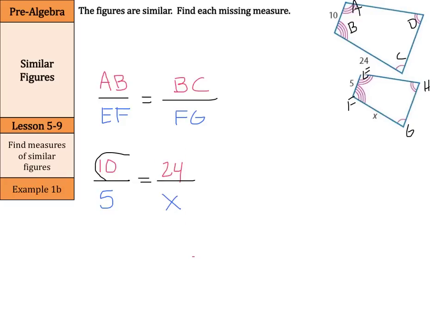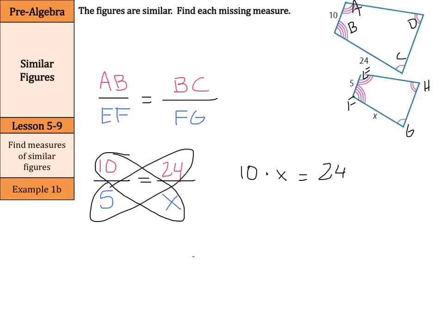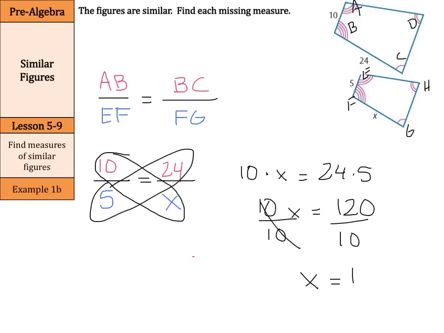Now we can cross multiply to solve. We have 10 times X, and that's going to equal 24 times 5. 10X is going to equal 120, since 24 times 5 is 120. Divide by 10 on both sides to get our X alone, and X is going to equal 12.